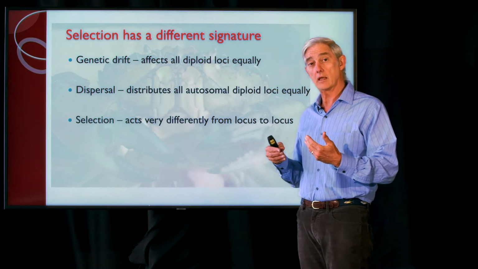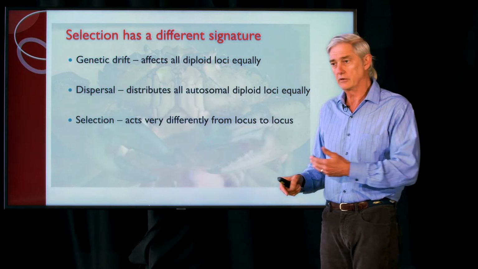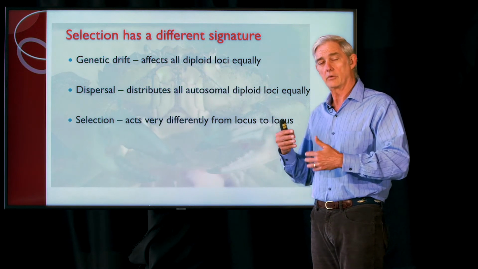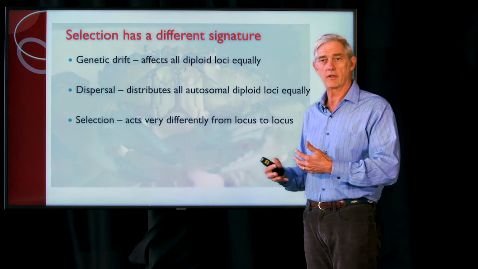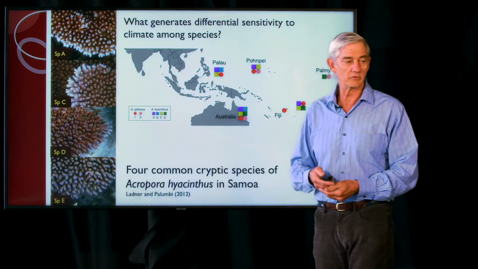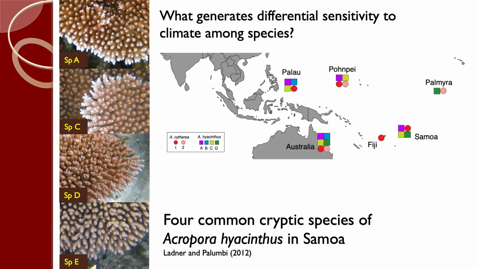And by looking at those signatures across thousands of genes or millions of single nucleotide polymorphisms, that's how the signature of selection is able to be found in populations using these large amounts of data. Well, I want to give you an example from our own work on corals in the Pacific, and it also ties into the way different, very similar species are differentially adapted to different conditions.